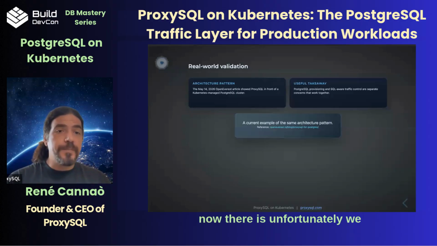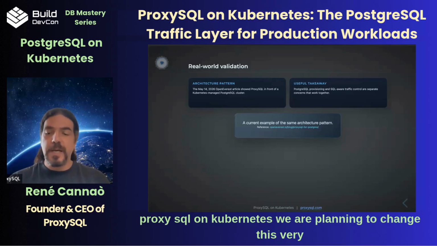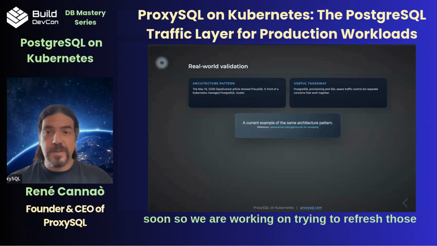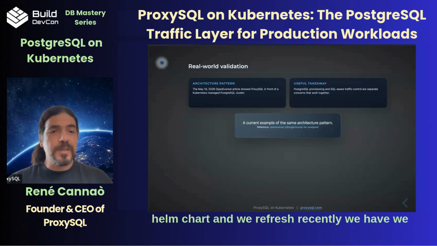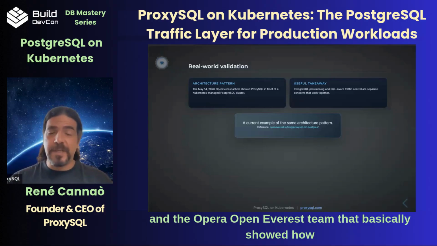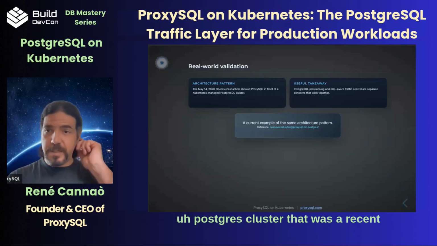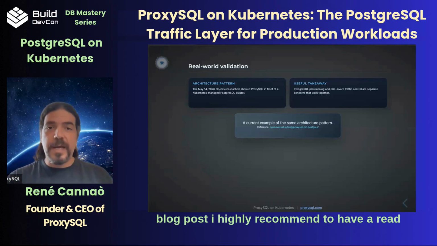Now, unfortunately, we don't have any recent or up-to-date Helm chart for ProxySQL on Kubernetes. We are planning to change this very soon, so we are working on refreshing those Helm charts. Recently, we also had a blog post from Solanica and the Open Everest team that showed how to deploy ProxySQL on a Kubernetes-managed Postgres cluster. It was a recent blog post. I highly recommend having a read.